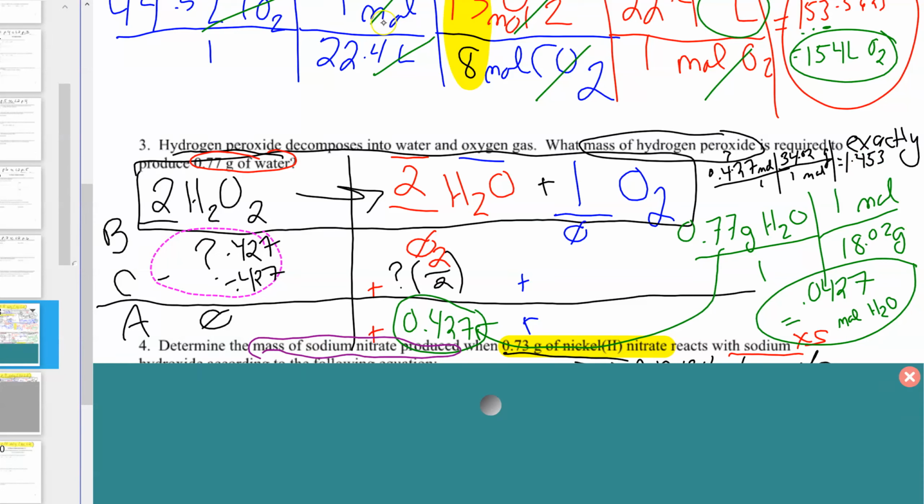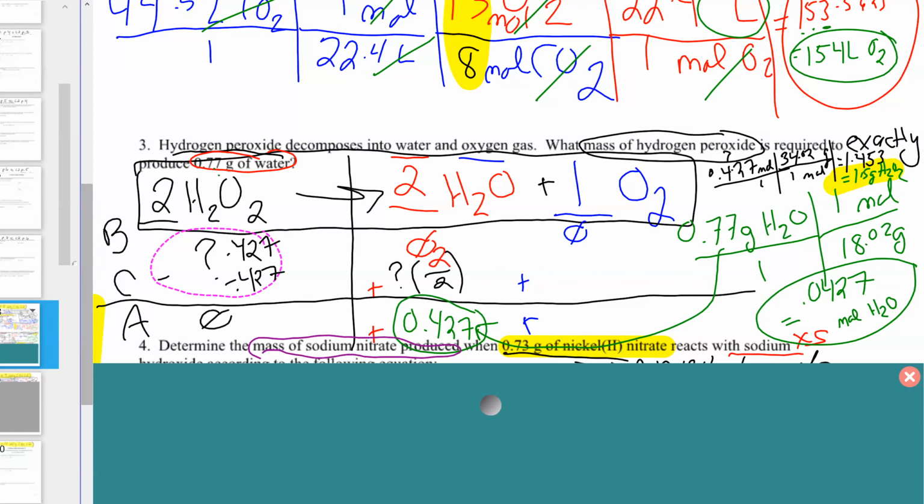Now, if you look back at the original problem, there's 2 sig figs. So this is going to be about 1.5 grams of H2O2. That right there is our final answer. Sorry, got a little bit cramped, but this is where your final answer is for that problem.